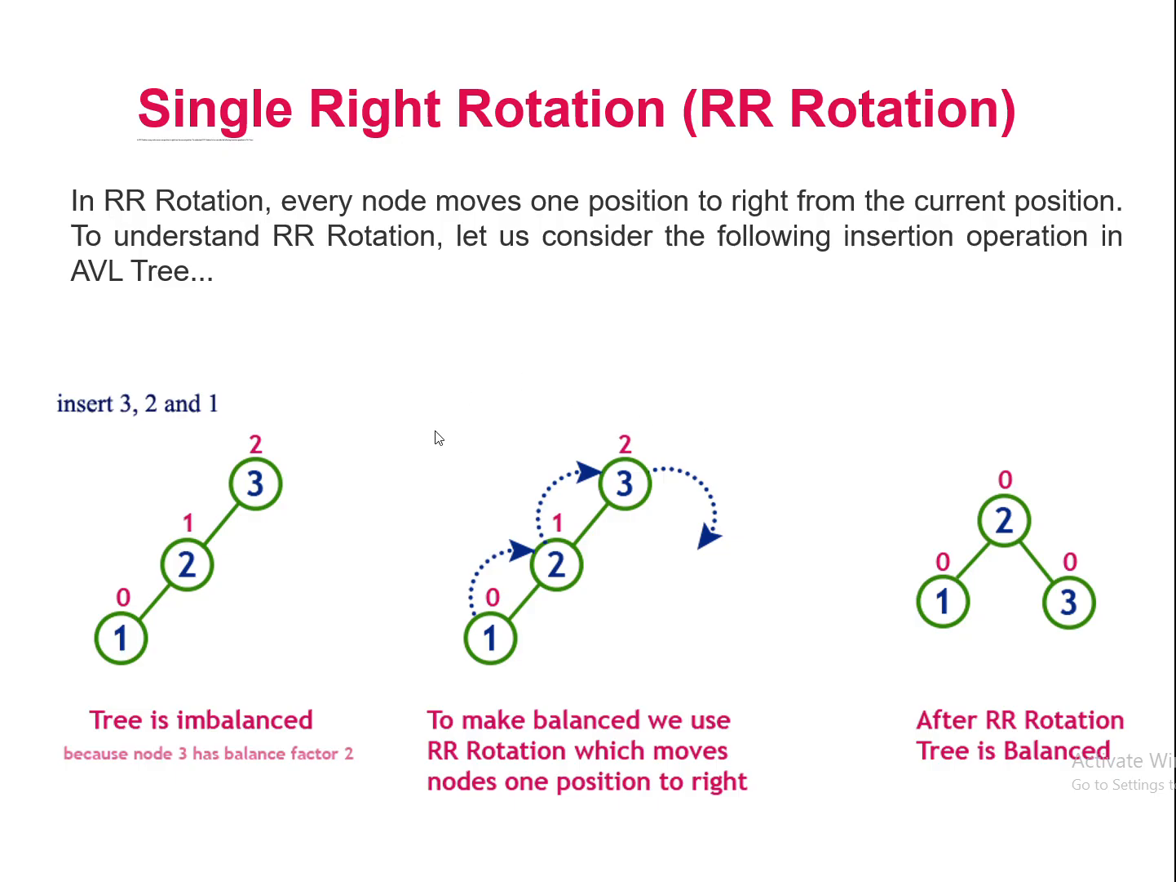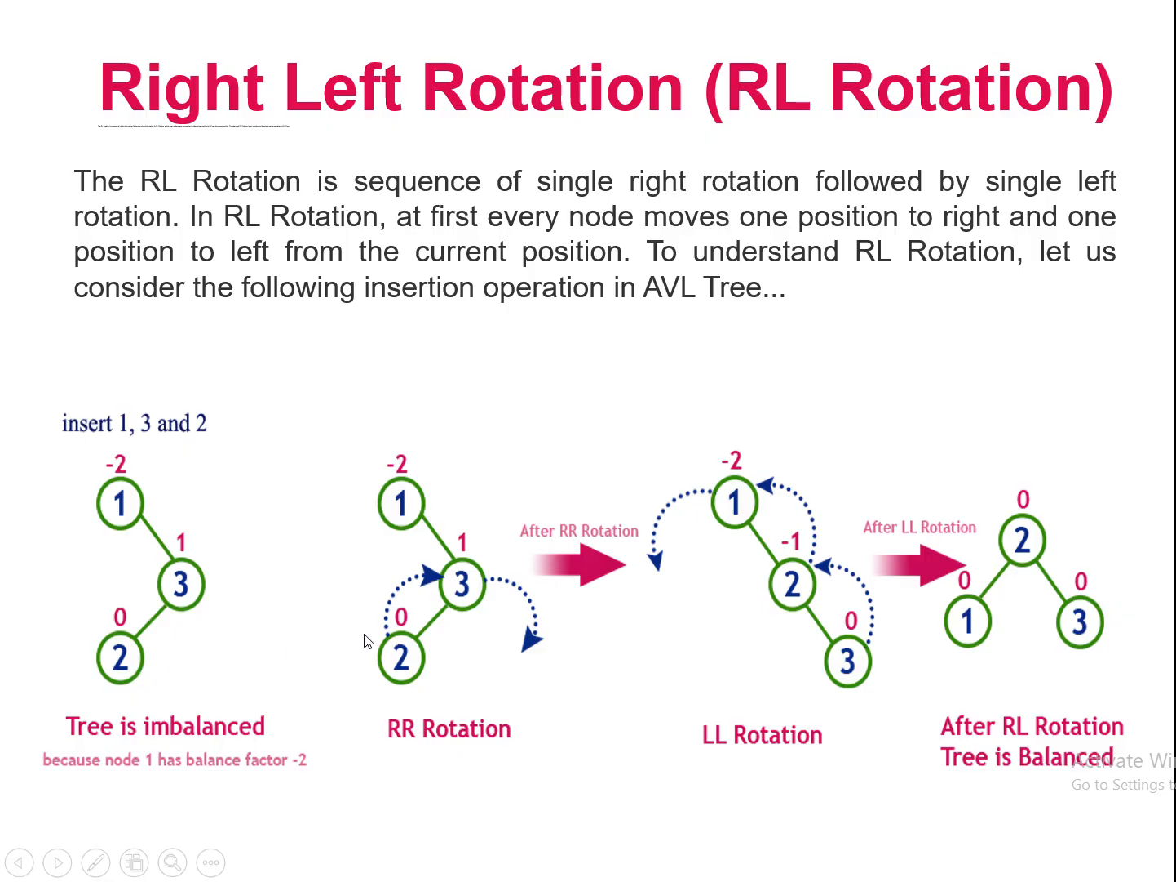Let's see one more rotation, the right left rotation. Here we can apply 2 rotations on a single diagram. RL rotation is a single right rotation followed by a single left rotation. In RL rotation, at first every node moves one position to the right and then one position to the left from the current position. To understand the RL rotation, let us consider the following insertion operation in an AVL tree. These are the numbers to insert to generate an AVL tree.